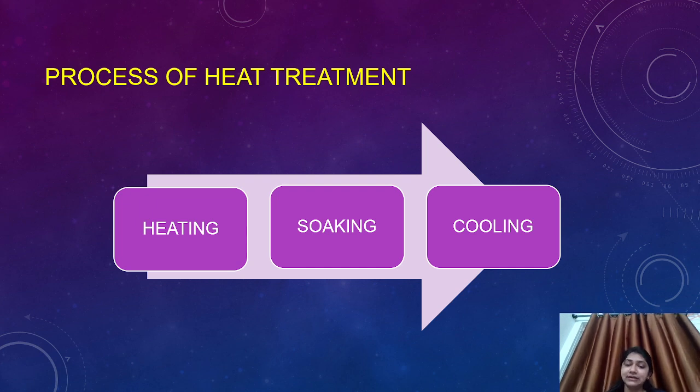And the third and final step is cooling. This is the most decisive stage. Slow cooling produces a soft structure while rapid cooling produces a hard but brittle one. In short, heat treatment is all about controlling temperature and time to achieve the desired balance of properties.